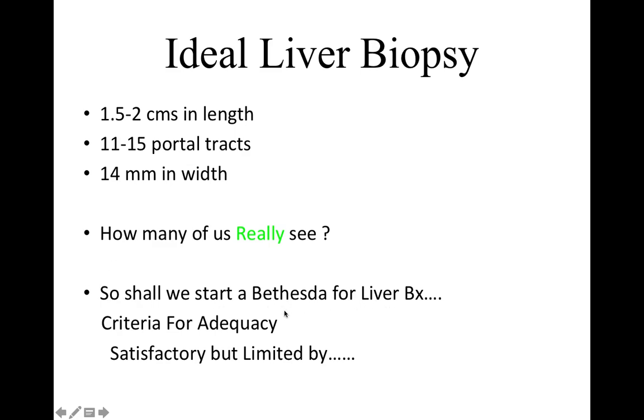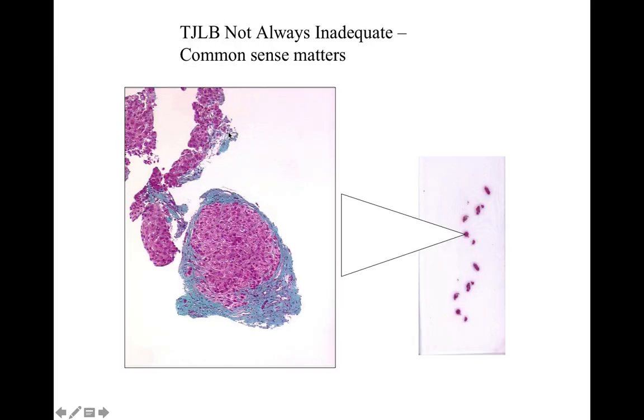So shall we start a Bethesda system for liver biopsy, like the Pap smears we do, where a sample is satisfactory but limited by any of these parameters, where the length is less, the tracts are fewer, or the thickness is less? Actually, I feel this should not be done, because this is an invasive procedure and we should try to give out the maximum of what tissue we have. For a TJLB, even if they are fragmented cores, many times you'll be able to pick up the desired area.